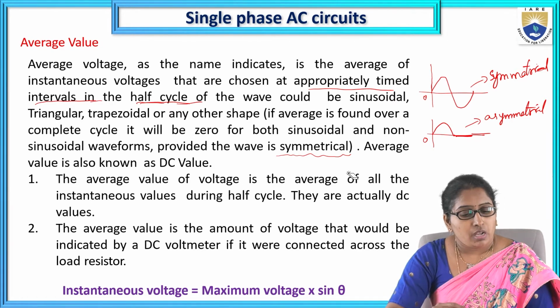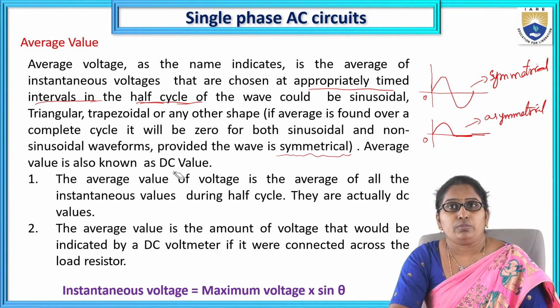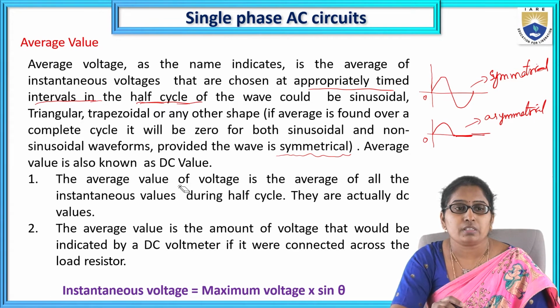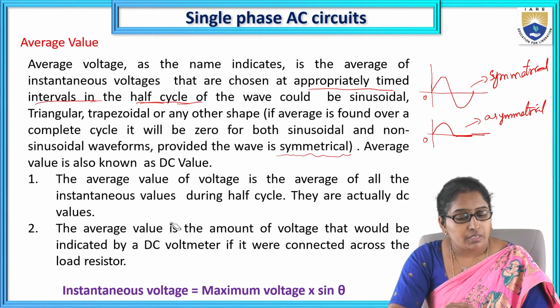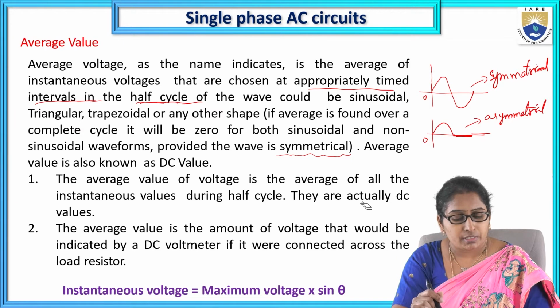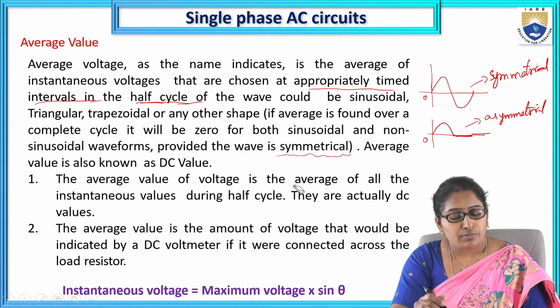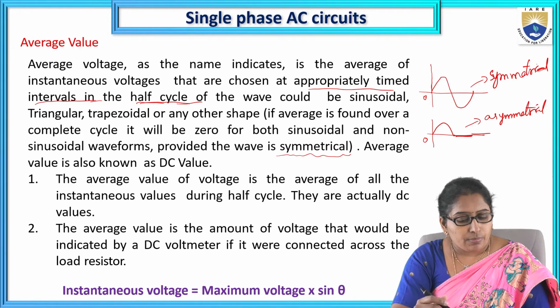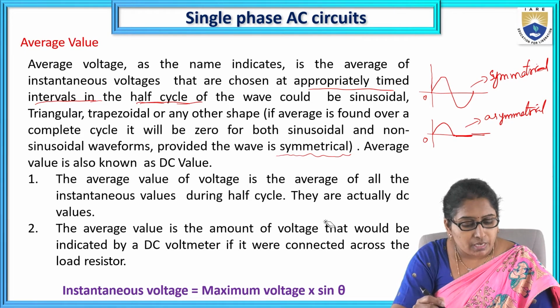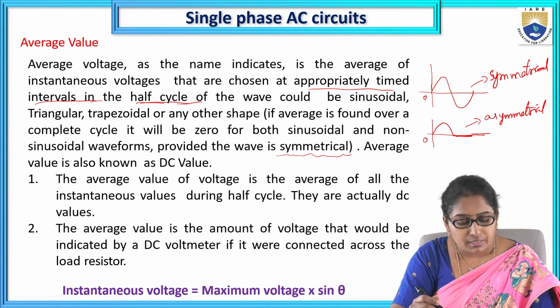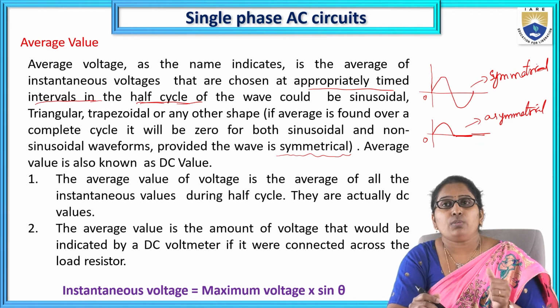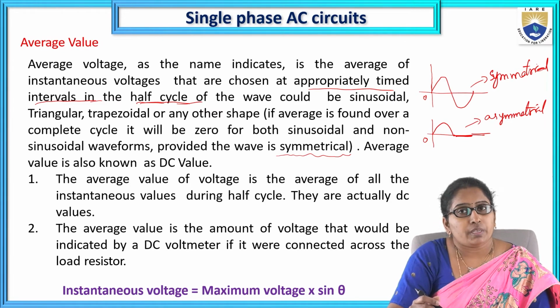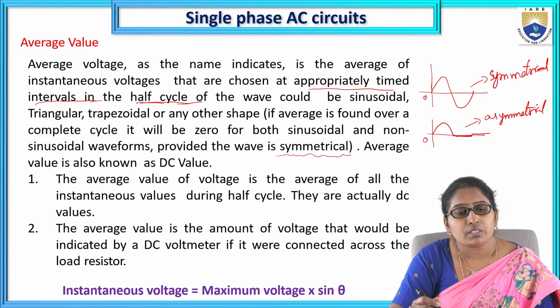Now, average value is also known as DC value. The average value of voltage is the average of all instantaneous values during the half cycle; they are actually DC values. The average value is the amount of voltage that would be indicated by a DC voltmeter if it is connected across a load. So if we connect a DC voltmeter in the circuit, it measures the average value.